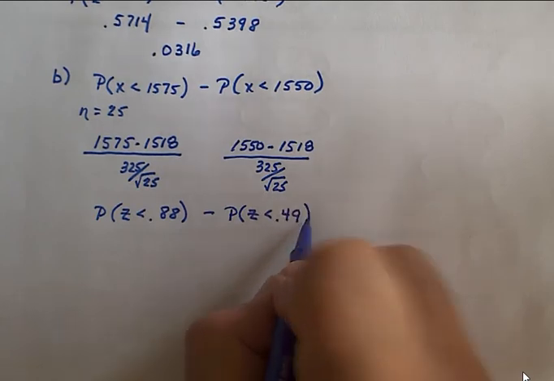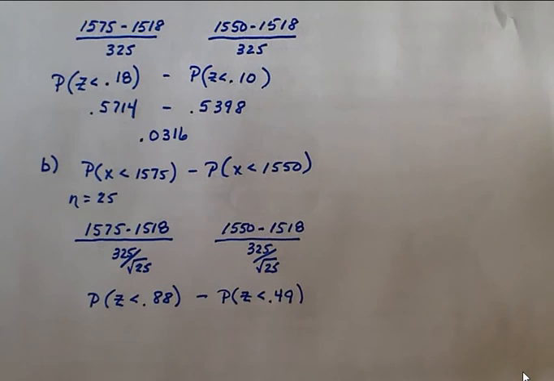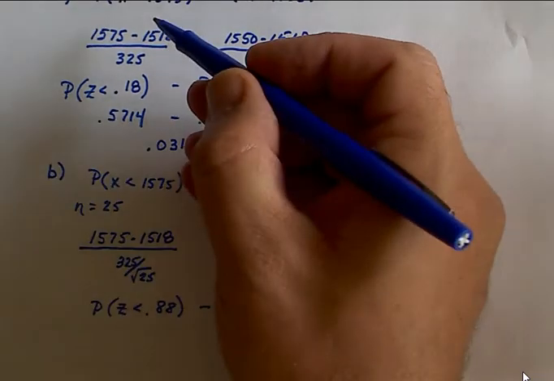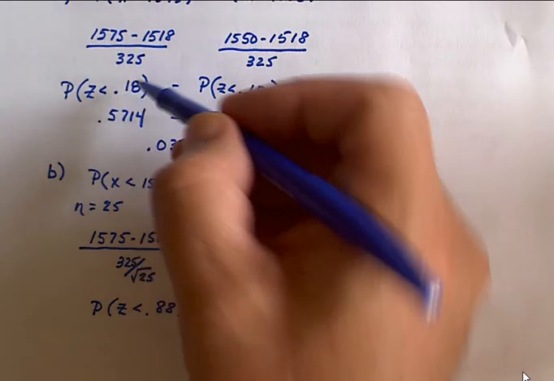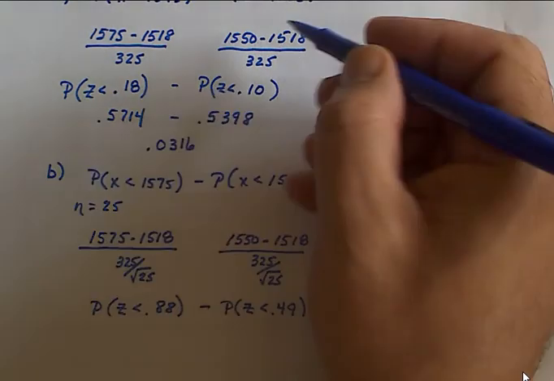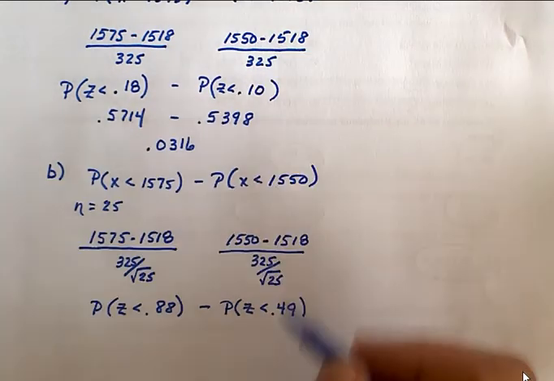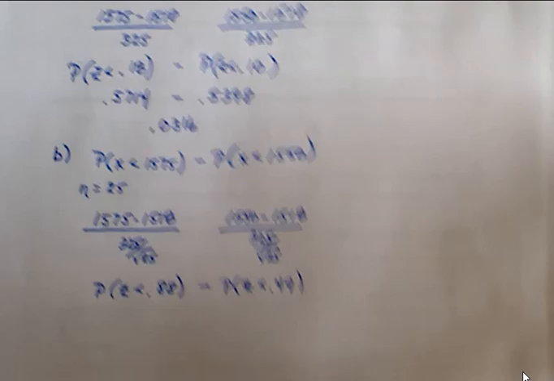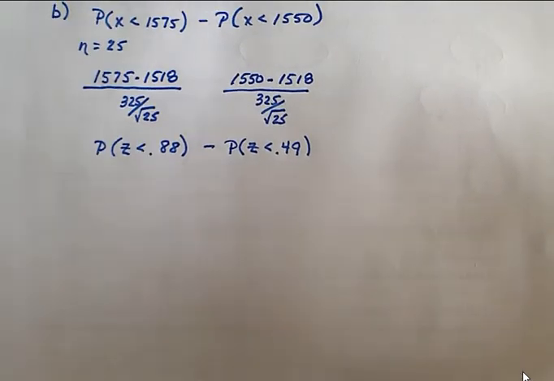Okay, so look how much it affected the z-scores by just plugging that in. So when I did the arithmetic up here for one person, I got a z-score of 0.18. When I did it for 25, I got a z-score of 0.88. When I did this value here for one person, I got 0.10. Here I've got 0.49. So we'll see what happens to the percentages when I look them up, but it's already made a big impact on the z-scores.